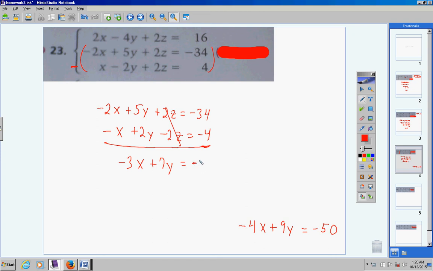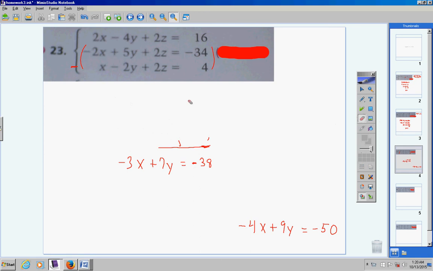Alright, negative 34, negative 4 would give you a negative 38. Alright, I hope I've not made any little mistakes here. So I have successfully come up with two equations that have the exact same two variables, so hopefully we can use that. Alright, so here we go.